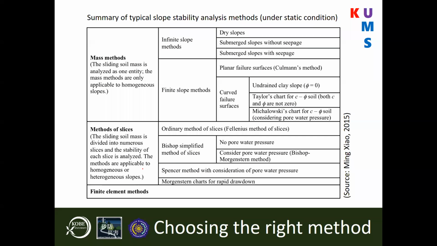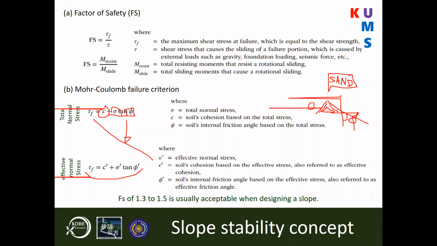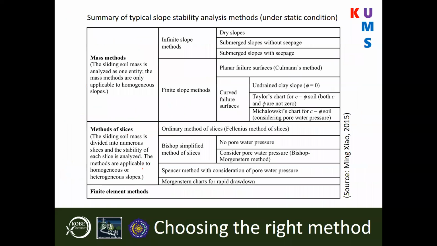Now, when you have this theory in your head, it's like, okay, that's the idea. The next thing that you need to do, and this is a table by Ming Xiao, I did that in 2015, a very good table, so I reuse it. You need to define what type of landslide you're looking at to decide what methods you want to use. First, the mass method, and this is what we'll do today, we'll look at the method of slices. I will talk about it in one slide at the end, so not much.